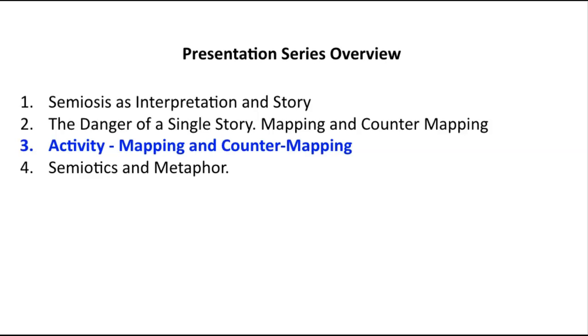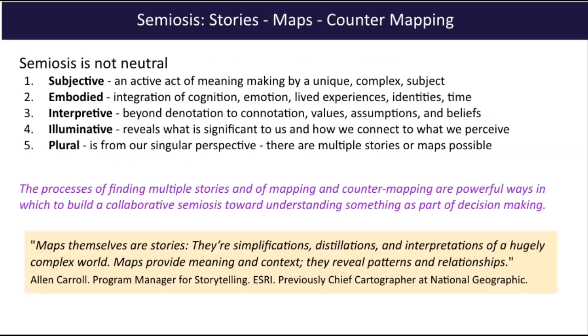And now, for something different, an activity of mapping and countermapping. So first, let's do a quick summary of the points so far, that semiosis is not neutral. There are 5 key words that I wanted to bring together here. Semiosis is subjective. It's an active act of meaning making by a unique, complex, embodied subject.